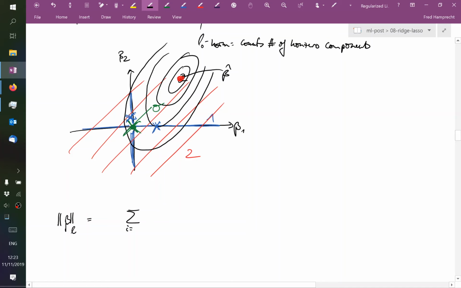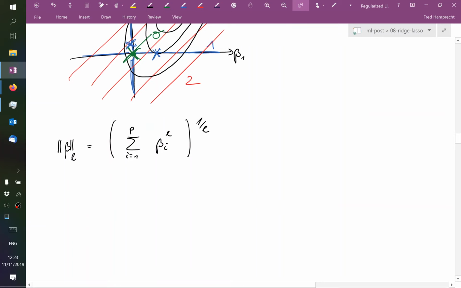Now I go from 1 to, we usually call p the number of dimensions, and then I would have beta i, and I take it now to the Lth power, and then I take the Lth root of this. Or I can say here to the power of 1 over L. And we can look at a few pictures. Probably it's a better idea for me to use pictures from the internet, but I'll try.